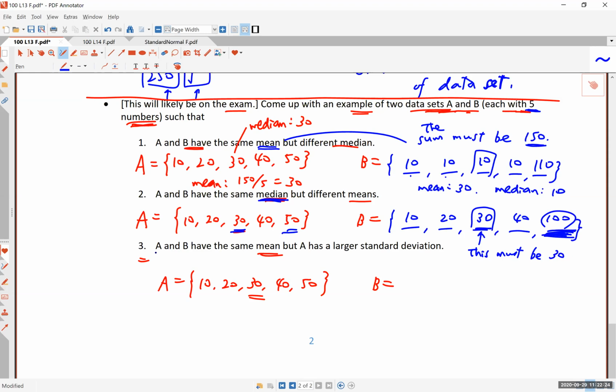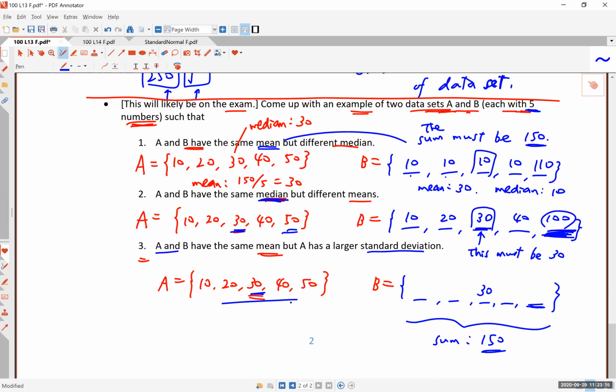All right, so number 3: A and B have the same mean, 30, but A has a larger standard deviation. So at this point, I need one more set here. I need 5 numbers, and I'm going to list them as usual from lowest to highest. I have to have the same mean, so that means the sum has to be 150. So as long as I have 5 numbers that add up to 150 and a smaller standard deviation, I'll be okay. The easiest way to do this is to start with 30 as sort of the average, and make sure they add up to 150, but with a smaller standard deviation than this. So what do I do?